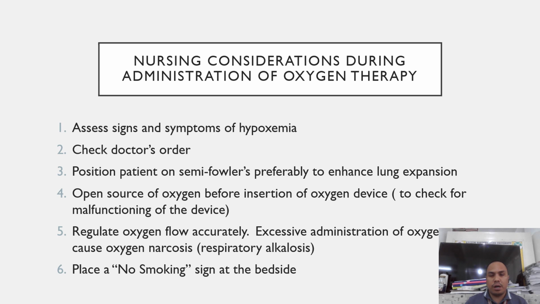Okay, so in nursing considerations during the administration of our oxygen therapy, we need first to assess the signs and symptoms of hypoxemia. And then also, we need to check the doctor's order. Okay, after checking the doctor's order, we need to position the patient in a semi-Fowler's position, preferably to enhance lung expansion. And then also, we need to open the source of oxygen before the insertion of the oxygen device to check for malfunctioning of the device.